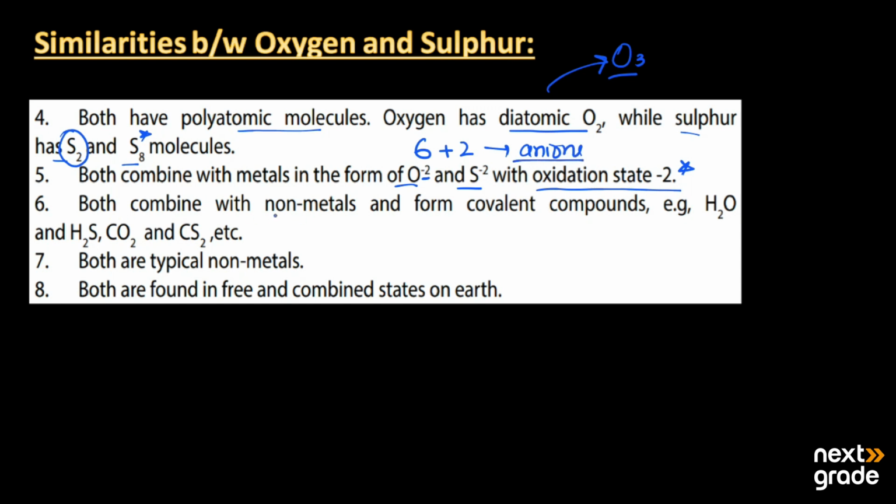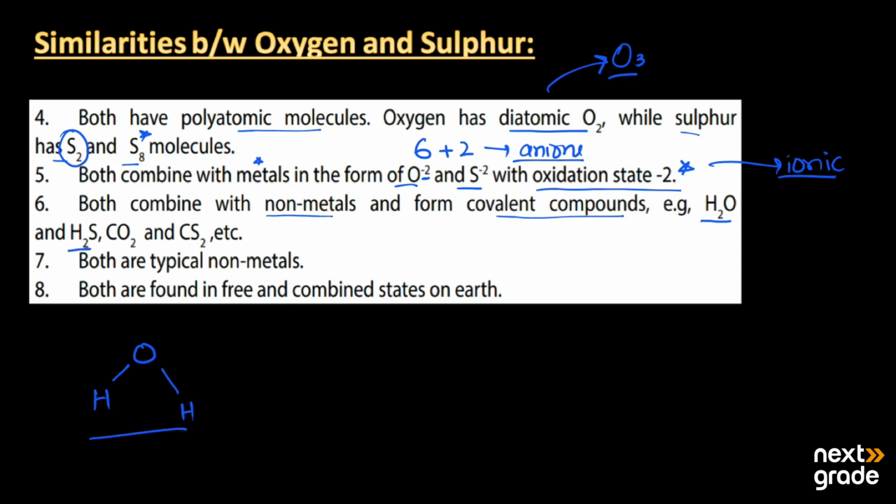Then they both combine with non-metals and form covalent compounds. When they make a bond with metals, the bond is ionic in nature. But when they combine with non-metals, they form covalent bonds, for example water, in which oxygen is present in the center and two hydrogen atoms are attached to it.